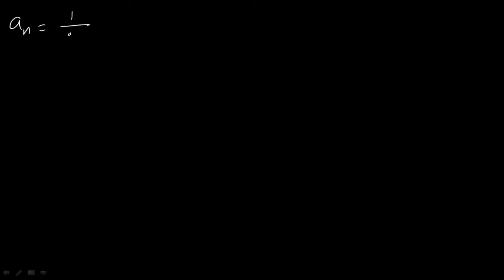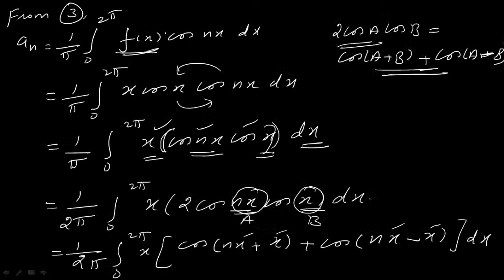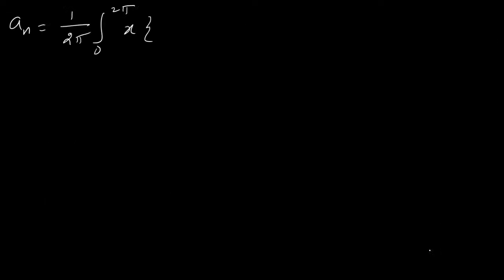So your a n is equal to 1 by 2 pi integral 0 to 2 pi x times cos of, if you take this x outside, what happens? (n plus 1)x, here (n minus 1)x, right? So x times cos (n plus 1)x plus cos (n minus 1)x dx. Let me now divide this integral into 2. Now it will be easy for us to integrate. That's why we make use of the trigonometric formula.